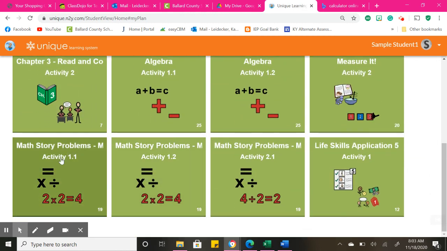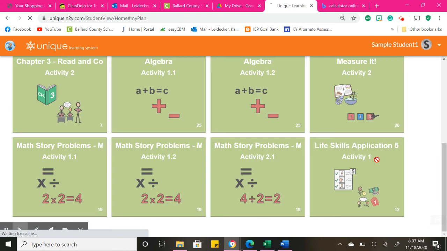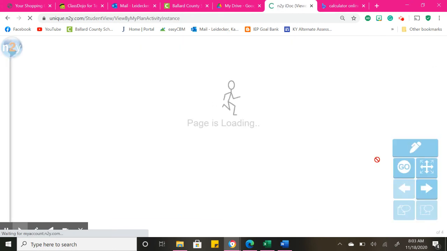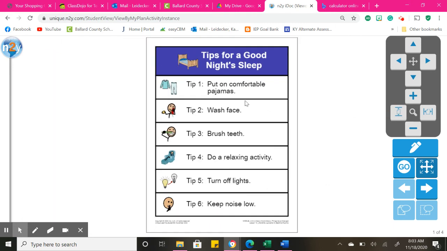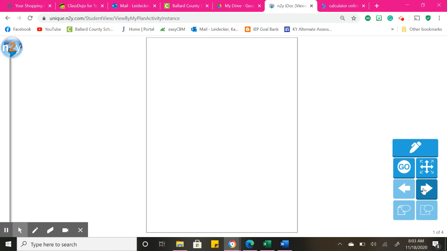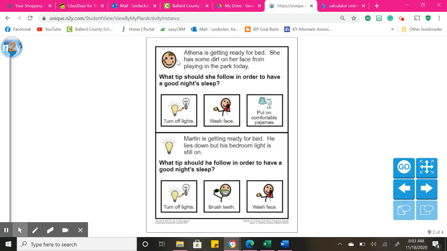And then this is multiplying and dividing, and then you have your life skills application. And this goes over different tips for a good night's sleep. So read through those. And then you'll complete this right here. What tips should she follow in order to have a good night's sleep? Athena's getting ready for bed. She has some dirt on her face from playing in the park today. She should definitely wash her face.